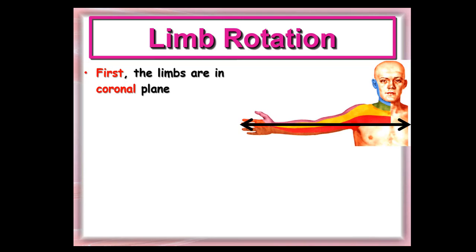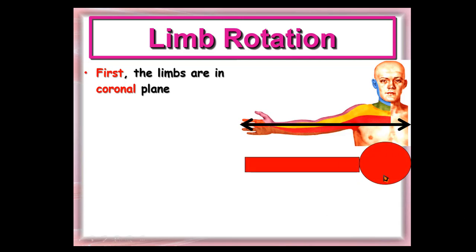First, the limbs develop in a coronal plane. For example, like this diagram, of course, this is an adult, but I need you to understand the whole idea. So if you take a section in a person like this, holding his hands at the sides, he is holding his arms at the coronal plane. So if we take a section in him like this, this will be the body, and this is the limb, okay? So first the limb appears or develops in a coronal plane.